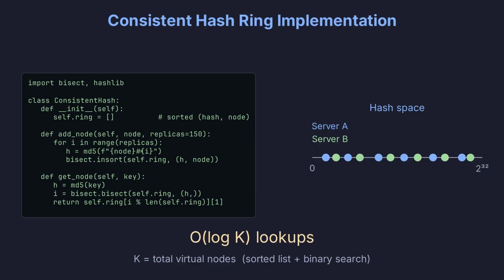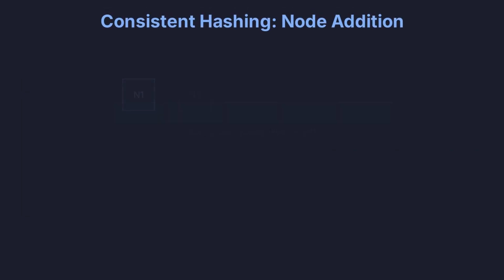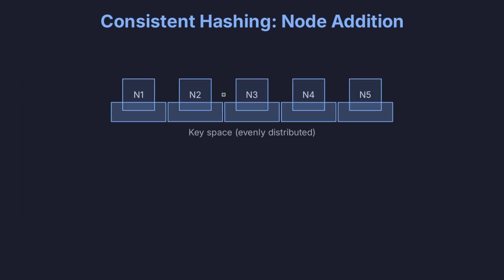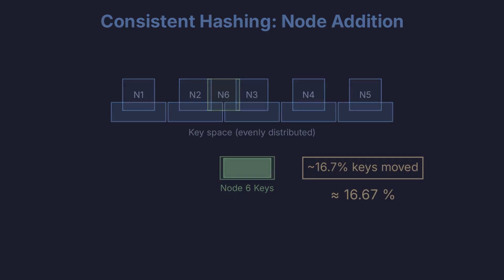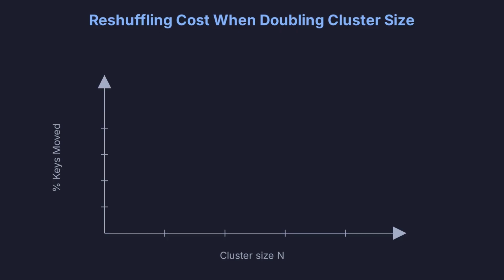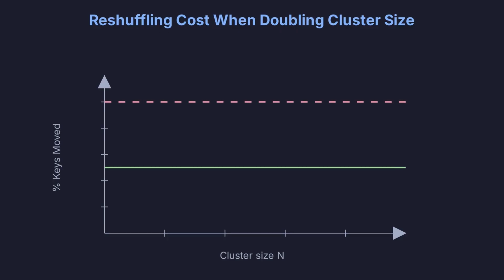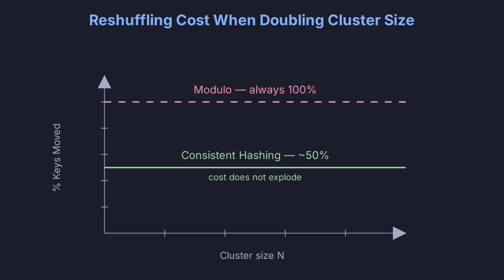In production, when you add a node, you don't have to stop the world. You insert its virtual nodes into the ring and immediately start routing writes to the new owner for those keys. Stale reads can be avoided with a read repair or hinted handoff strategy. Because the movement is small, the added load of data streaming is predictable. If you double your cluster size over time, the total reshuffling cost grows slowly, not explode like modulo would.